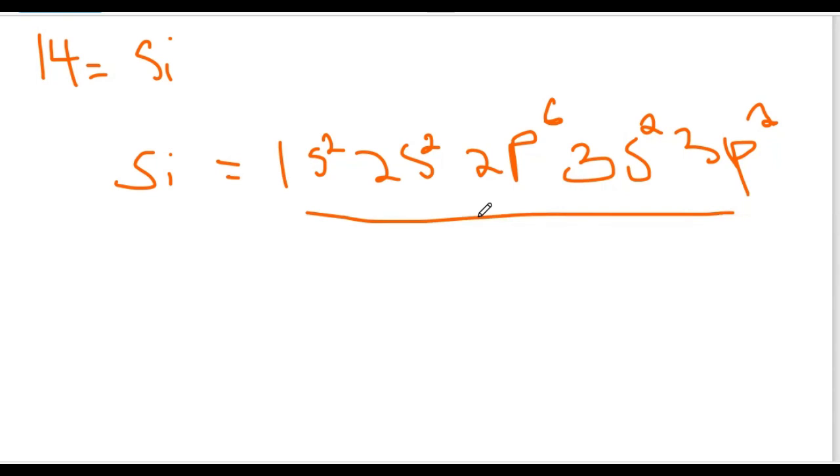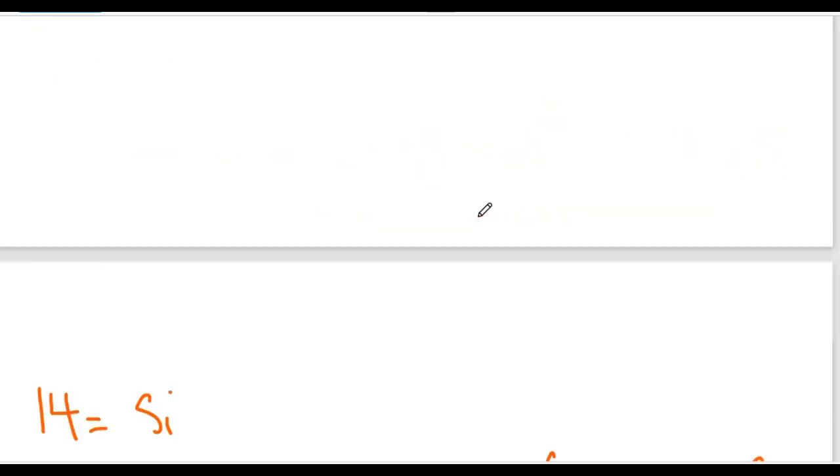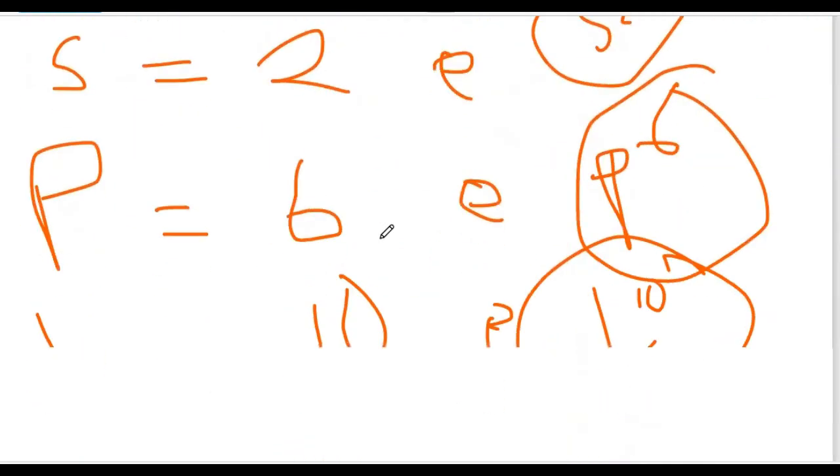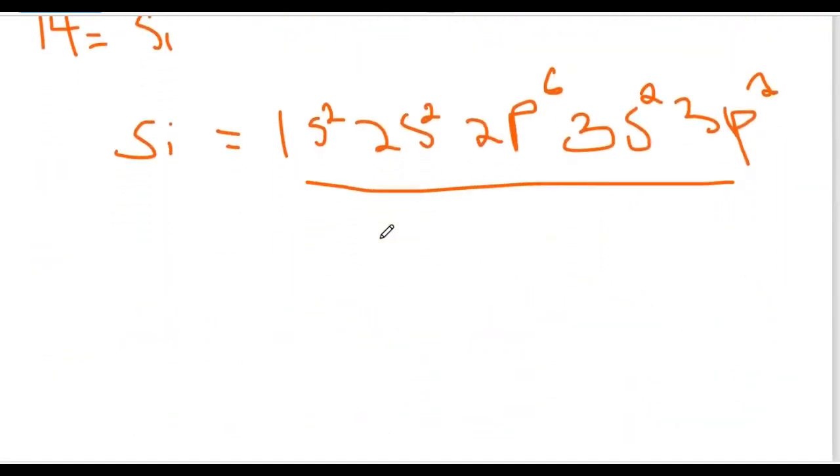I don't know if anyone has a question. Are we together? Yes, when writing the electron configuration, we always have to follow the order that I showed you. Yes, you have to follow this order, the one that I showed you, so that you don't get confused.